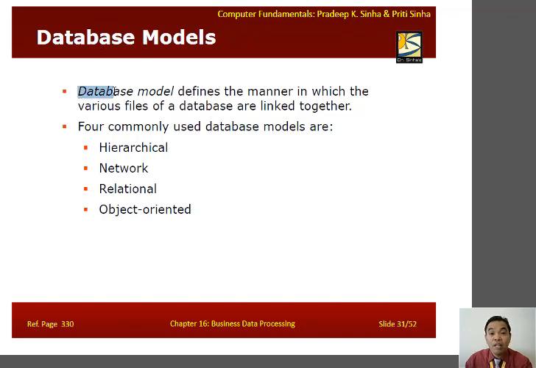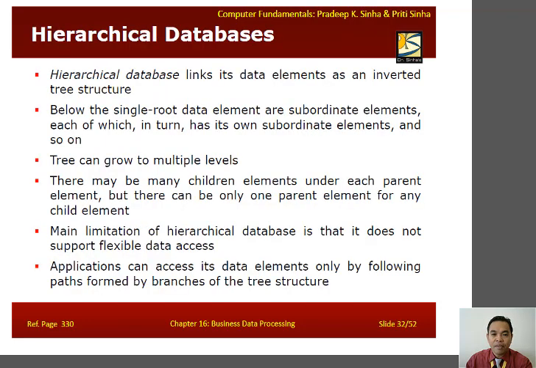When you say a database model, it will define the manner in which the various files of the database are linked together. We have here the four commonly used database models. The first one is hierarchical, second one is network, third is relational, and lastly, object-oriented. So let's discuss them one by one. The first one is hierarchical databases.